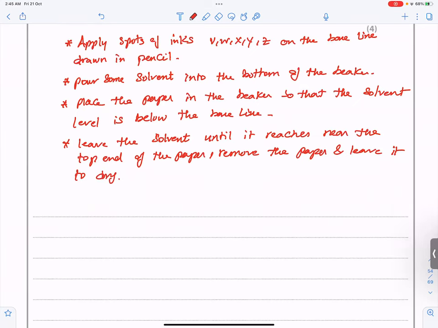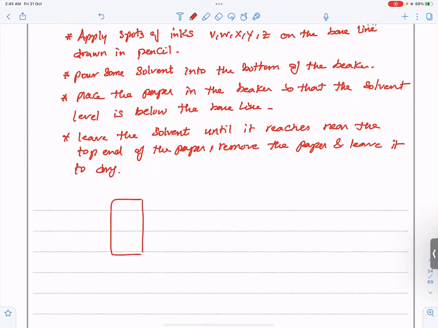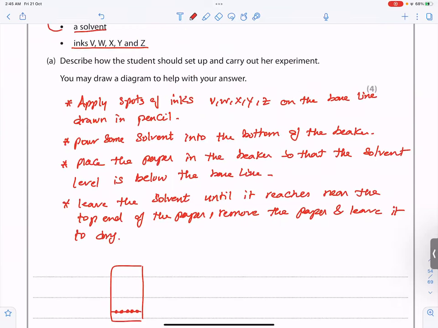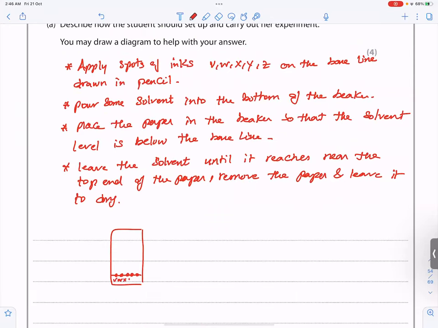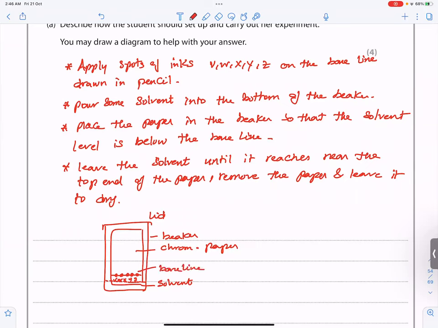وطبعا ممكن نرسم الكروماتوجرافي apparatus اللي هي paper اللي عليها ال baseline وعليها spot من V و W X Y و Z اللي هم 5 spots ونروح حاطين البيبر جوه بيكر وبحيث ان يكون السولفنت ليفل تحت البيز لاين ونغطي بليد. يبقى ادي ليد ادي بيكر دي كروماتوجرافي بيبر، ده السولفنت تحت اهو وده البيز لاين اللي عليه السبوتس من V و W و X و Y و Z انكس.